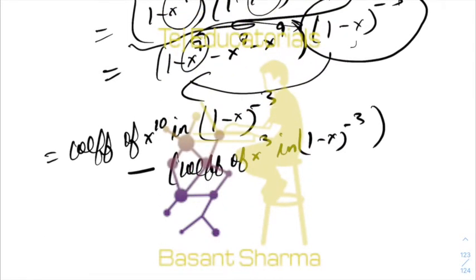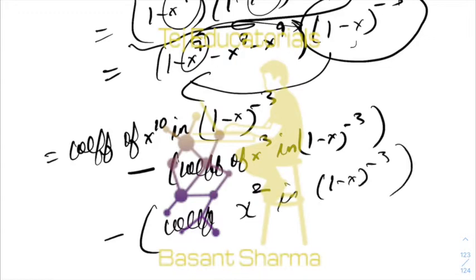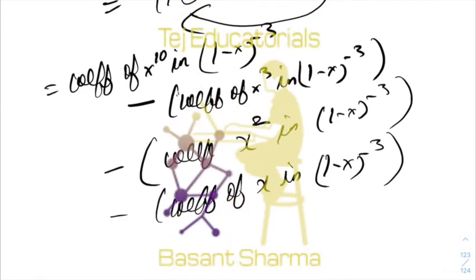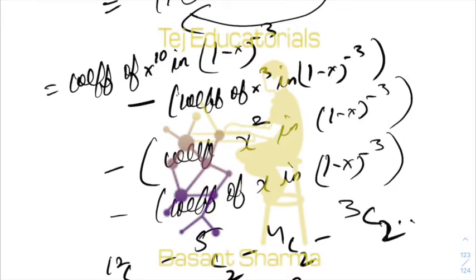Okay, then similarly, minus the coefficient of x to the power 8 gets here, so 2 in (1 minus x) to the power minus 3, and lastly you have the coefficient of x in (1 minus x) to the power minus 3. This is fairly simple. This is nothing but 12C2 minus, this will be 3 plus 3, 6, 5C2 minus, this will be 2 plus 5, 4C2 minus 1 plus 4, 4 plus 3C, 3C1 or 3C2. Okay, this is your answer.